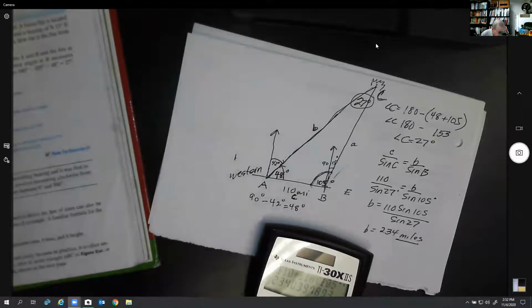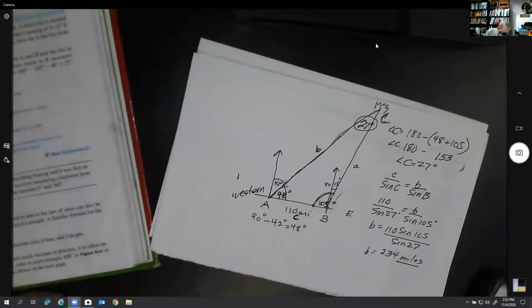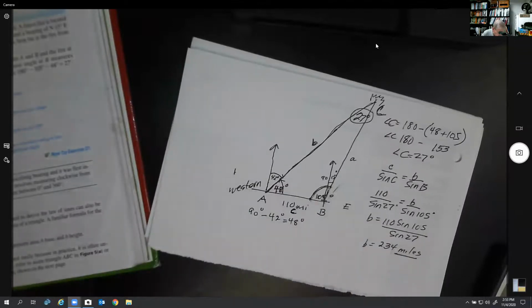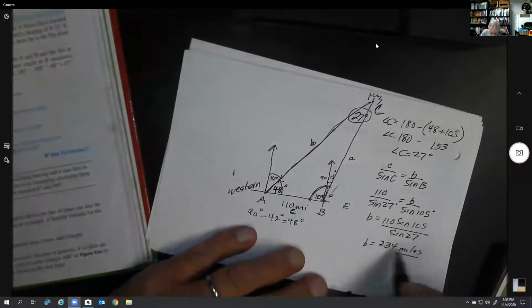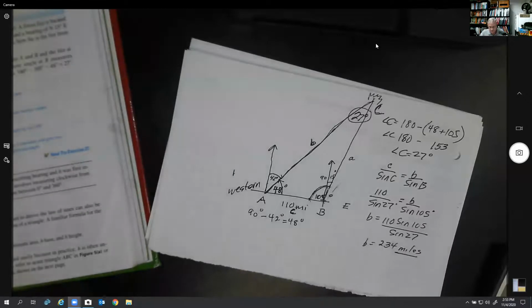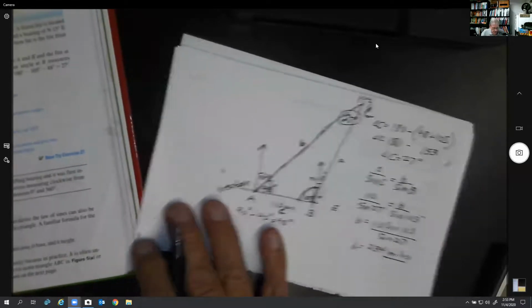I got 234. Let's check it one more time. 110 sine 105, I got the parentheses. Sine 27 equals, I got it. So I don't know where they came up with the 230. It says use a calculator and give two significant digits. Well, let's just keep it 234. I don't want them dropping slurry on the wrong place.